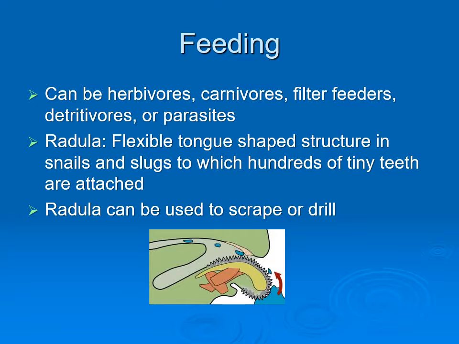One of the adaptations that slugs and snails have is a radula, a flexible tongue structure that has tiny teeth attached to it, and that radula can be used to drill or scrape. What you're seeing here is, if this is the food, as the radula comes over it, see all these little teeth? As it scrapes over it, it's forcing food into the mouth, just like a conveyor belt. See those food pieces ending up inside? So the radula helps break off pieces of food and move it into the mouth.